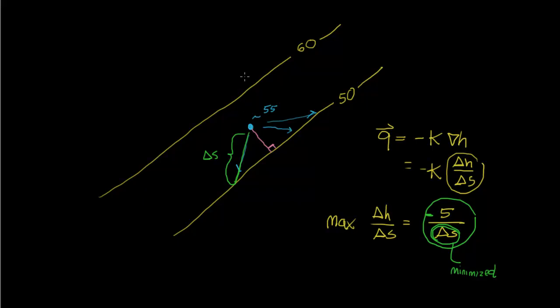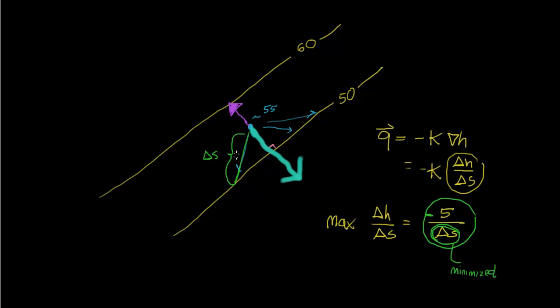So what we were actually determining was the direction of the gradient. Remember, the gradient would be in this direction, like this. It's the direction in which the head is increasing most rapidly. Groundwater flows in the exact opposite direction. So groundwater is going to flow in the direction directly opposite the direction in which the head increases most rapidly, and that will be in this direction.